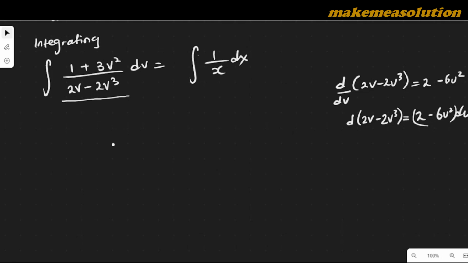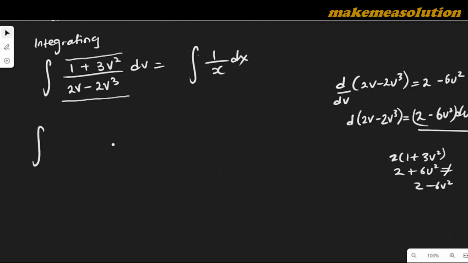Is that okay? So they are just trying to look at these two, for instance, and the numerator over here. There is no way on earth that you can make 1 plus 3v squared equal to 2 minus 6v squared. There is nothing you multiply 1 plus 3v squared by to make it 2 minus 6v squared. Even if you use 2 times (1 plus 3v squared), you're going to get 2 plus 6v squared, and this is not equal to 2 minus 6v squared. So this method of integration that we know before is not going to work here, sadly. So we have to resort to another method.